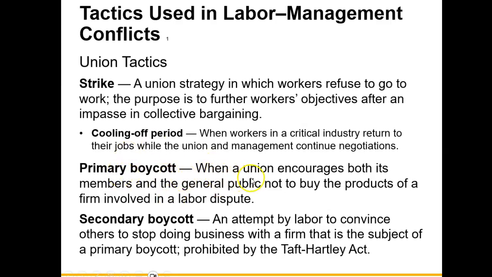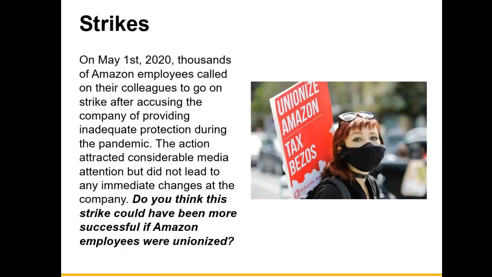A primary boycott is when a union encourages both its members and the general public not to buy the products of a firm involved in a labor dispute. So again, in a primary boycott, let's say a company makes soap, for example, the union would encourage its members and the public not to buy soap from that particular company. A secondary boycott is an attempt by labor to convince others to stop doing business with the firm that is the subject of a primary boycott. This is prohibited by the Taft-Hartley Act, but I can tell you it still takes place. Okay?